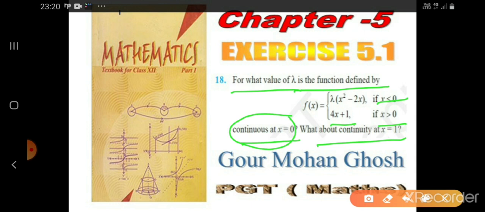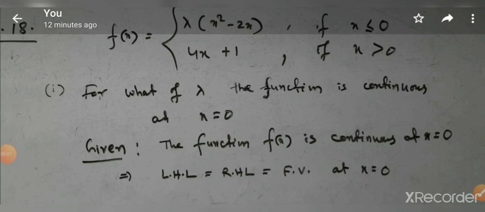Here the function is given as continuous. Then you find for what value of lambda the function is continuous. Then the second part will be this one. First we discuss the first part. Here the function is given in two sections. In the first section, x is less than or equal to 0, it is defined by lambda into x square minus 2x. When x is greater than 0, it is defined as 4x plus 1.